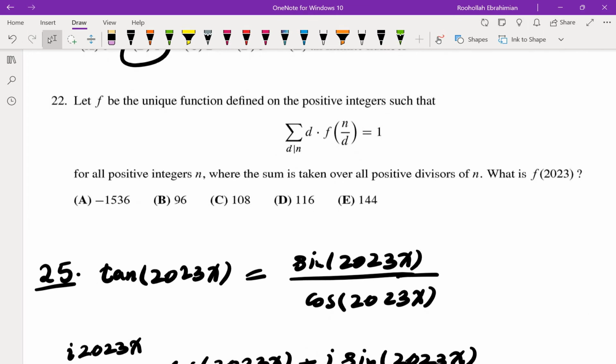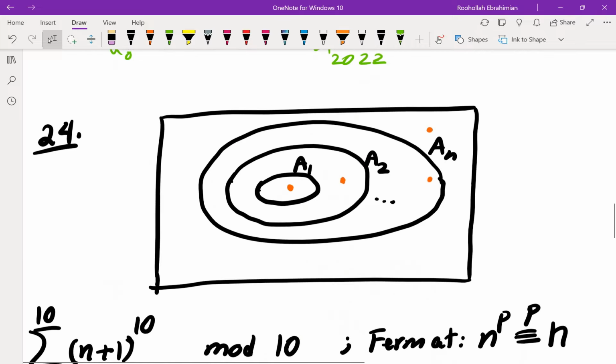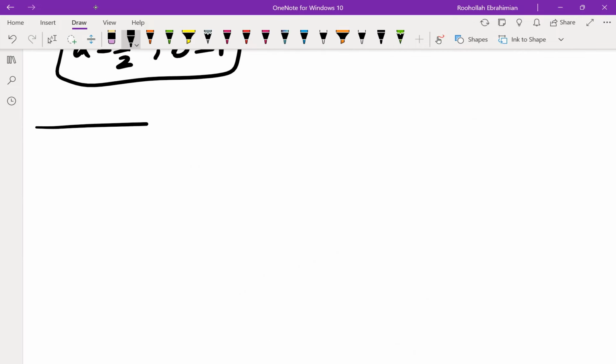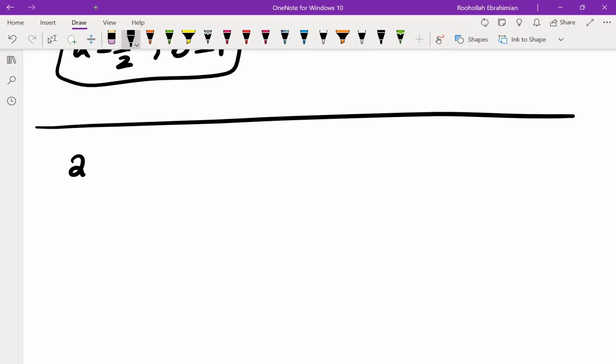Let's look at the last problem, which is a number theory problem. Let f be the unique function defined on the positive integers such that the sum of d times f(n/d) is equal to 1 over all d dividing n. They're asking us to find f(2023). Because we are talking about divisors, we will have to know the prime factorization of 2023. That's 7 times 17 squared. In order to find f of that, we'll need to know f of its divisors.